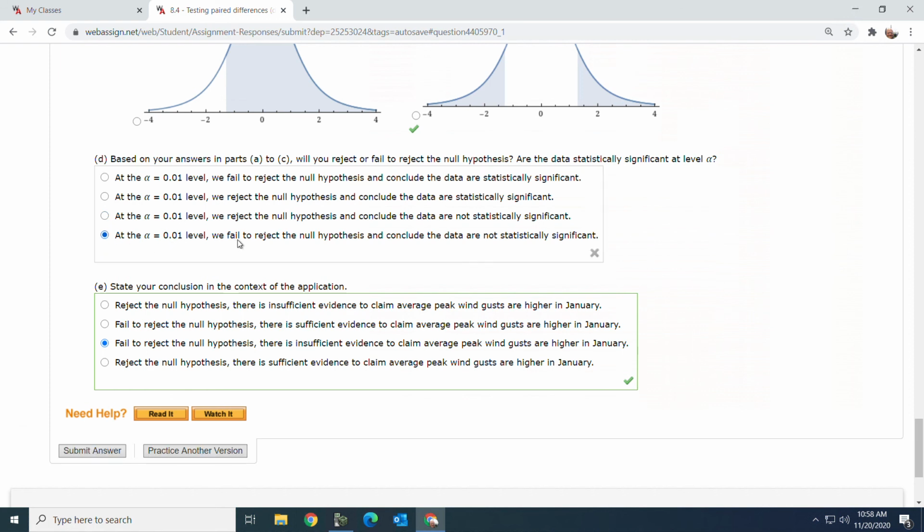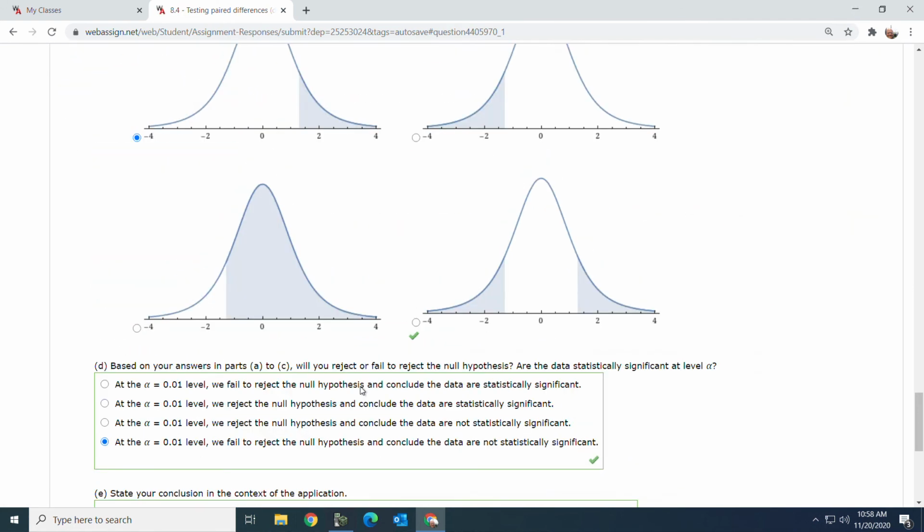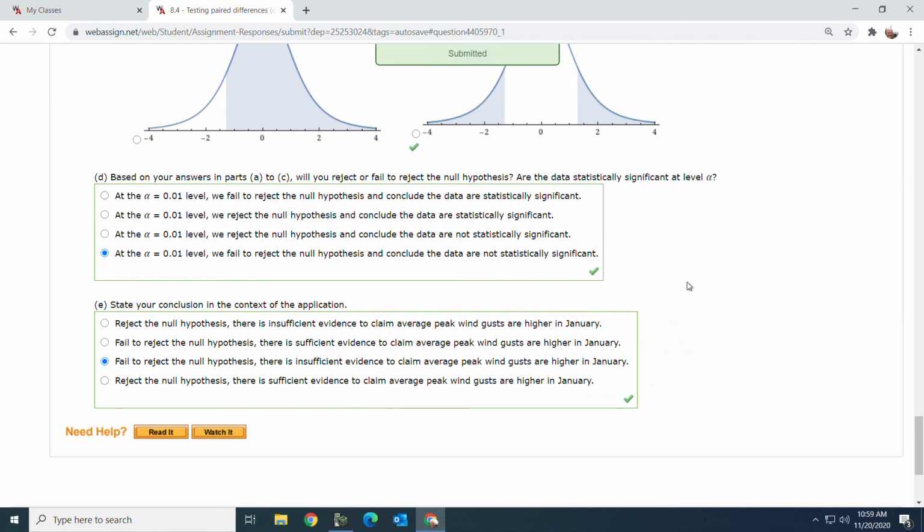P's greater than alpha. Fail to reject the null. I had it down here right. I just didn't have it up here. Let me resubmit that. And then we'll have a clean sweep on green check marks. There we go. I hope this helps.